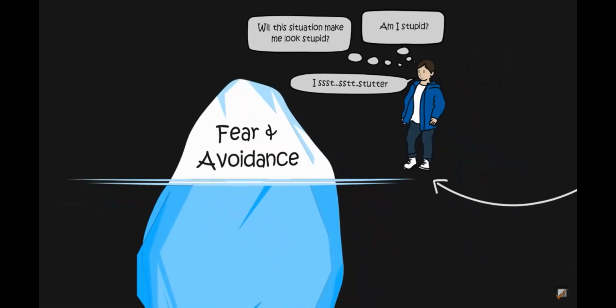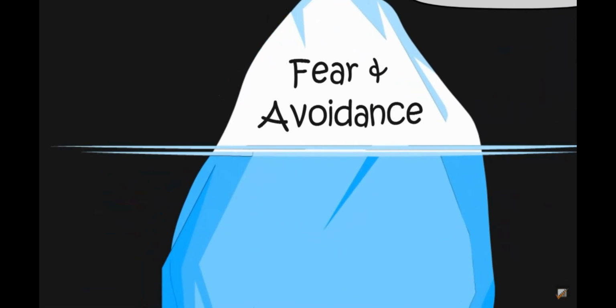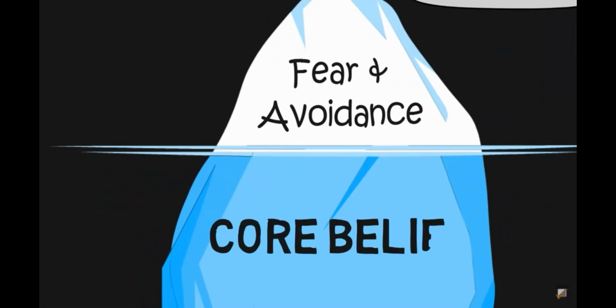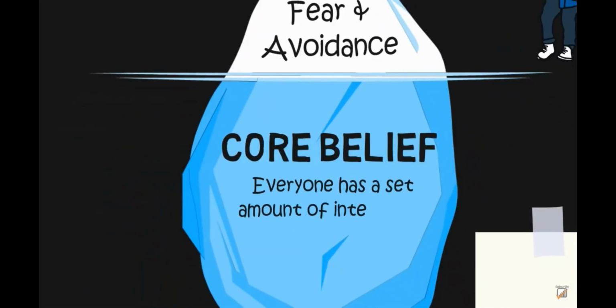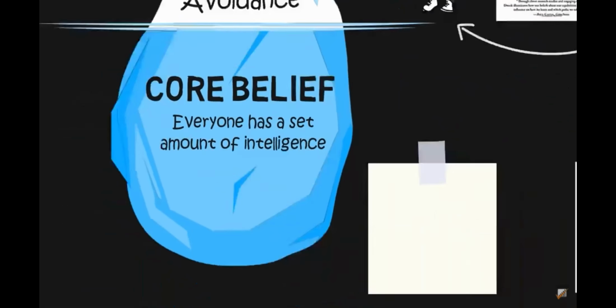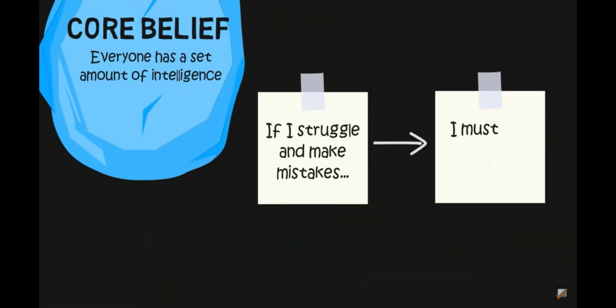It wasn't until I read the book Mindset by Carol Dweck that I really understood my constant fear of judgment. In the book Mindset, author and renowned psychologist Carol Dweck explains that the constant fear of judgment and the need to avoid looking stupid stems from a core belief people have about themselves and everyone around them. That belief is, everyone has a set amount of intelligence. From that belief, the logic goes, if I only have a fixed amount of intelligence, and if I start making mistakes and look stupid doing something, then I must not have very much intelligence.